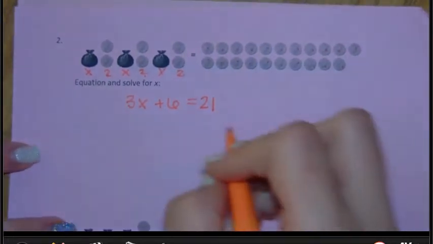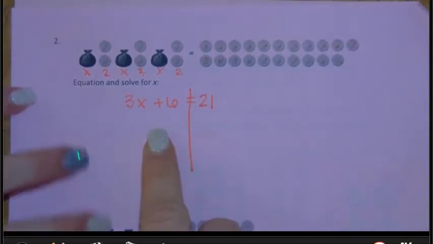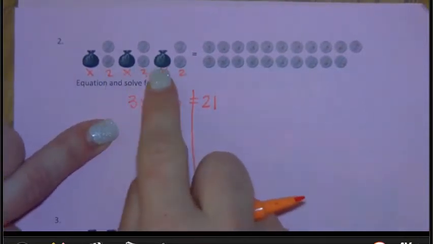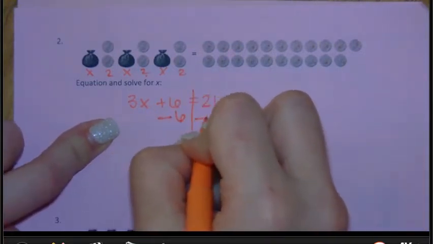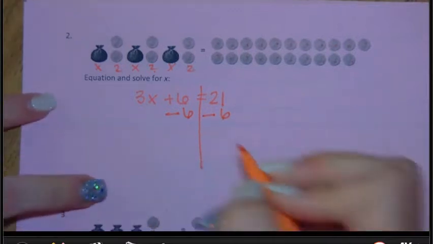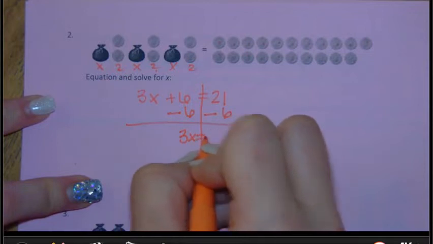All right, let's see if we can just use our equation. In order to solve, we do the opposite of what we see. So what we would do here is take away 6 coins. Right now we're adding them, so we're going to take away 6. What you do to one side, you must do to the other. 6 minus 6 is 0, so I'm left with 3x.